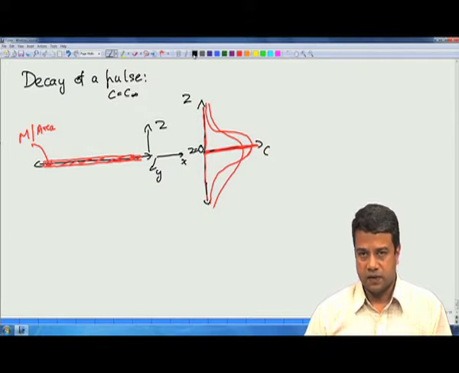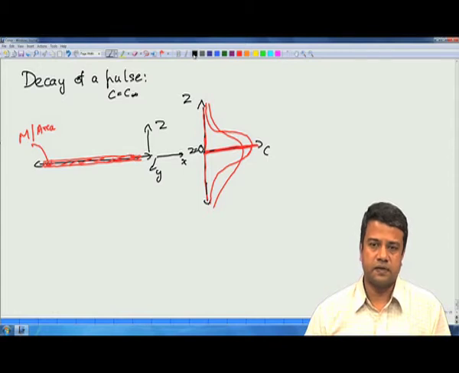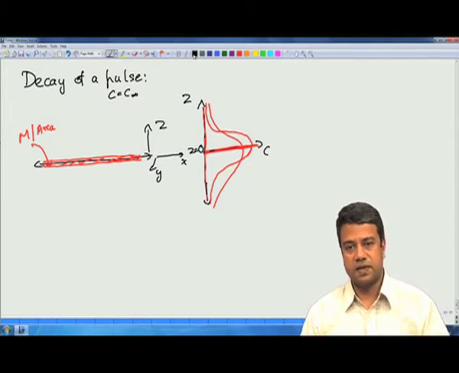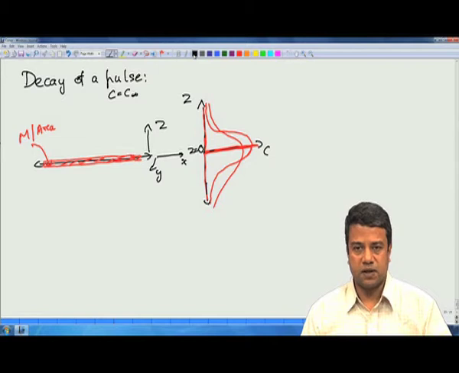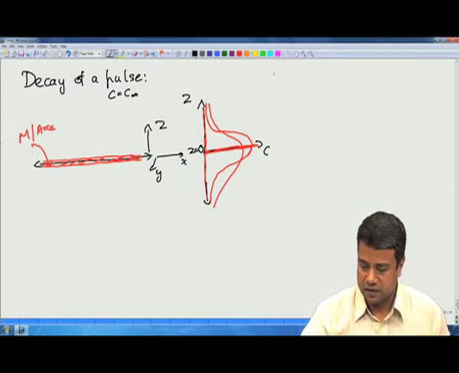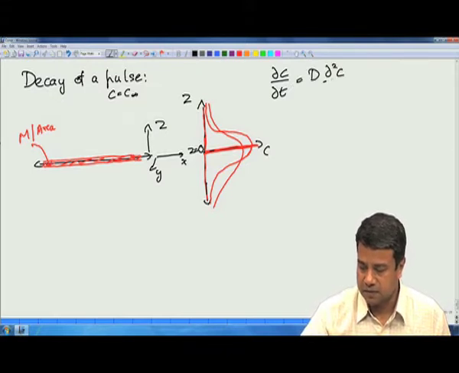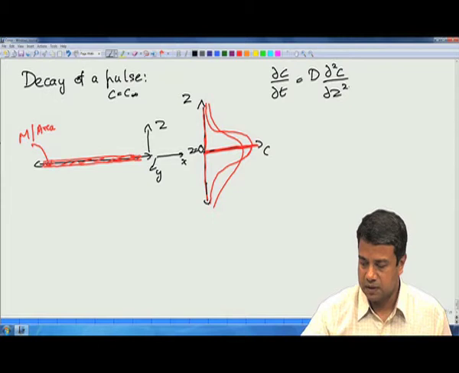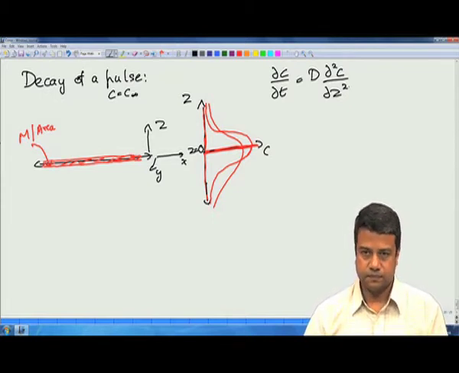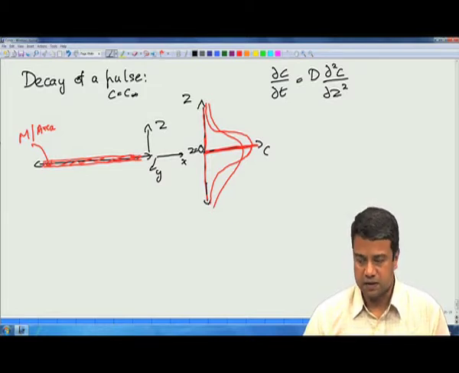What is the conservation equation? It is the same equation that we had. I told you earlier while deriving the conservation equation that it is derived for a volume within the fluid. Therefore, the conservation equation will just be partial C by partial t equal to D d square C by dz square. And this has to be solved subject to the boundary conditions.